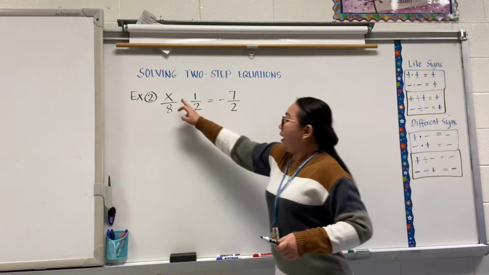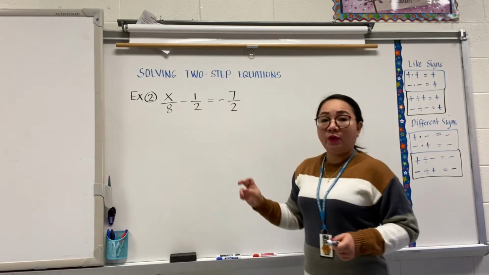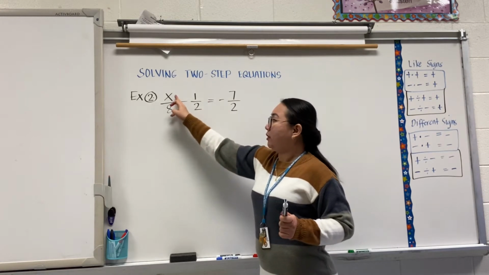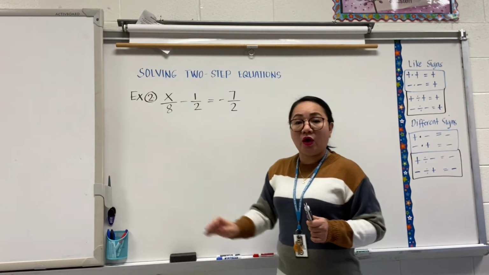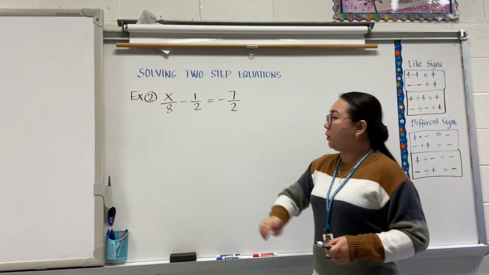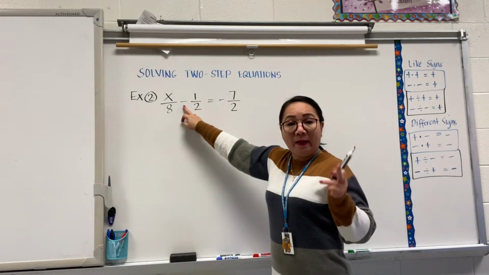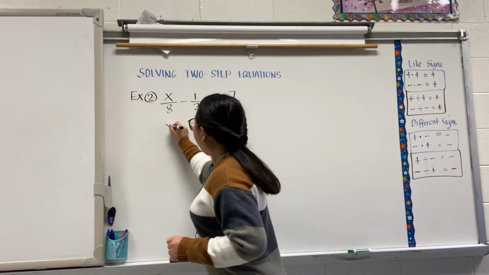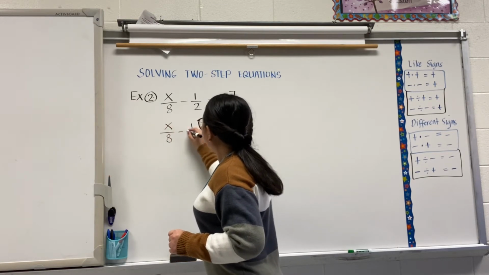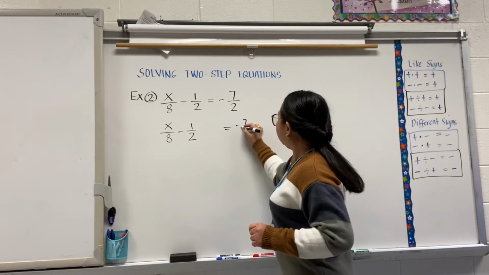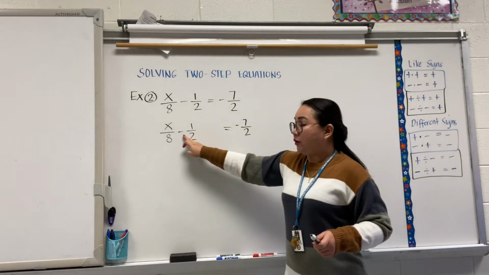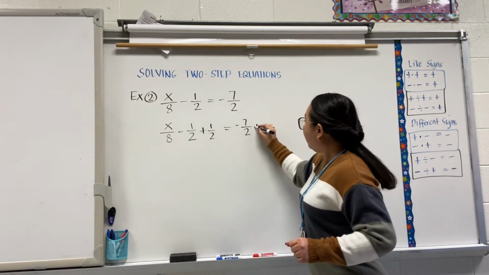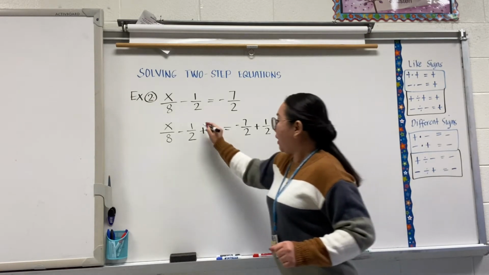Example number 2, x over 8 minus 1/2 is equal to negative 7 halves. Now do the same thing, get rid of all these numbers so that the unknown will be by itself on the side of the equation. So the first thing we will do is to undo the subtraction by applying addition property of equality. So we will write the equation x over 8 minus 1/2 is equal to negative 7 halves. So we will undo this by adding 1/2 on this side and do the same thing, add 1/2 on this side. So you can cancel this out.